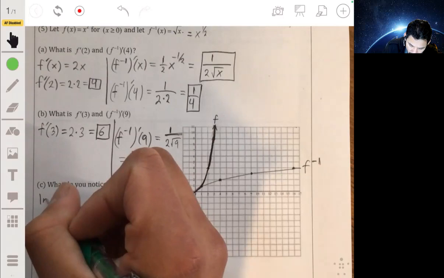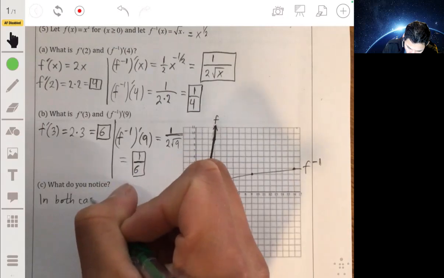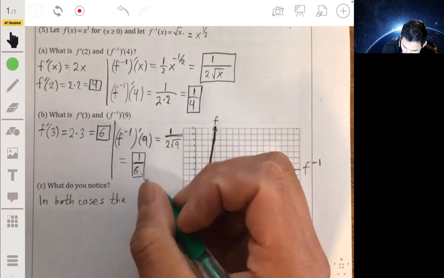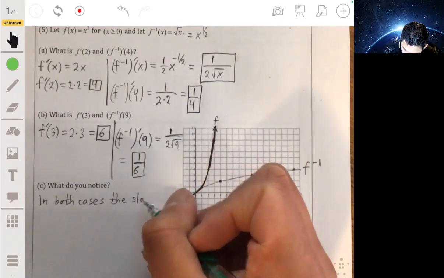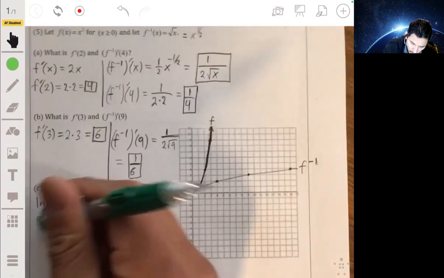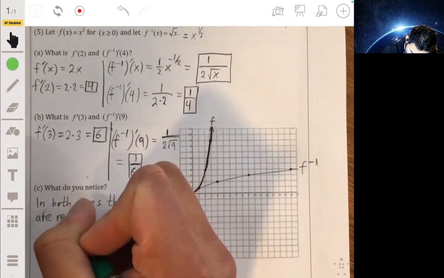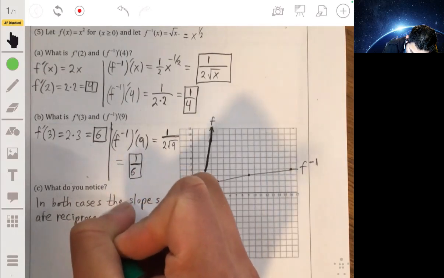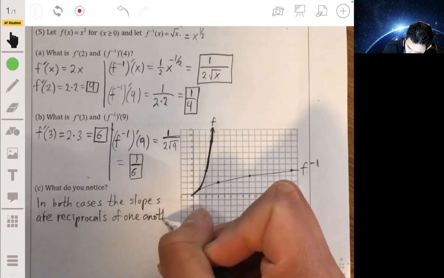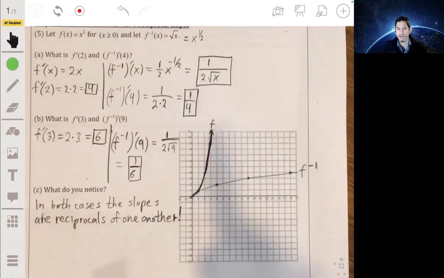So let's write this. What do we notice? In both cases, the slopes are reciprocals of one another. Now, why do I say slopes? And what am I getting at?